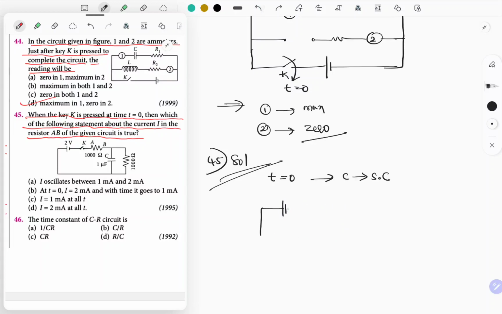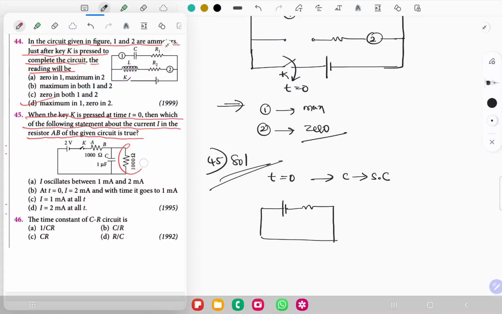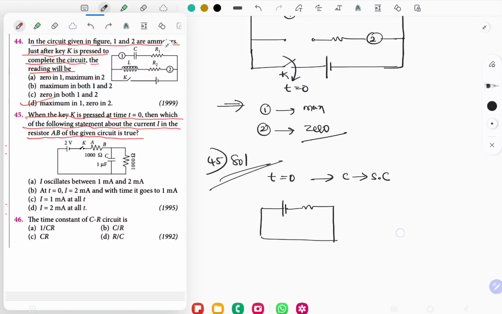So the capacitor is replaced with a short circuit. So you can eliminate this resistor because it is in parallel with the short circuit. So 2 volt and 1000 ohms. Now the current in the circuit, I, is equal to 2 milliampere.